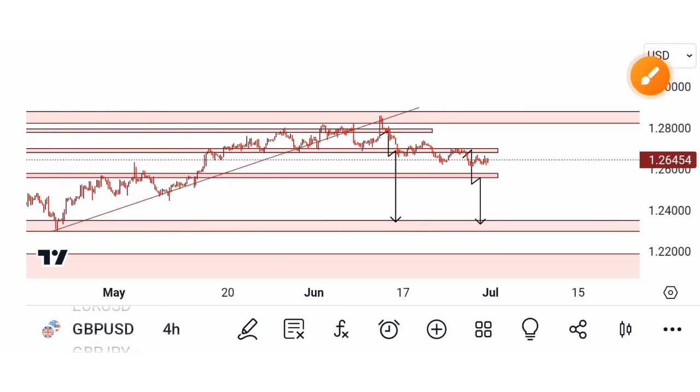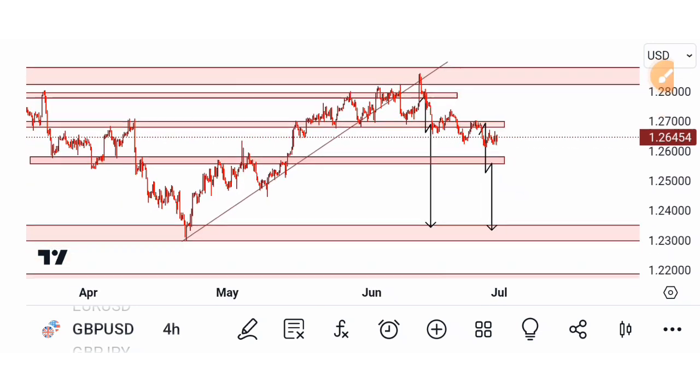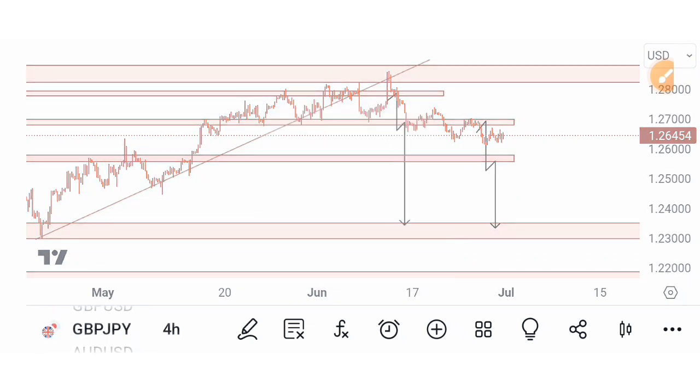Pretty much that is all that I'm seeing in this instrument. There's nothing more. So yeah man, use your own discretion, make your own analysis, and yeah man, let's move on to the third instrument of the day.